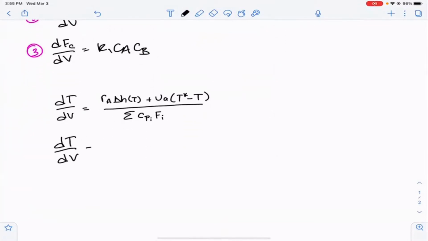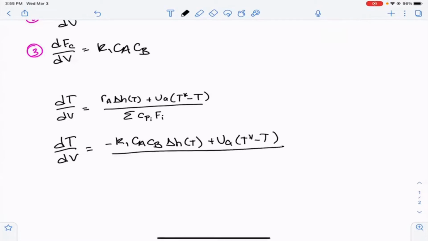So dT/dV then equals, and we know RA, of course, is minus K1 times CA times CB, multiplied by delta H of reaction, which is a function of temperature, plus UA times T star minus T, divided by the sum of CPI FI. Now we know in this problem, we have 7/2 R for the heat capacity for all species. So this just becomes CPI times the sum of the flow rates, and so this becomes FA plus FB plus FC. And this is exactly how we're going to implement it in Excel as our fourth equation.